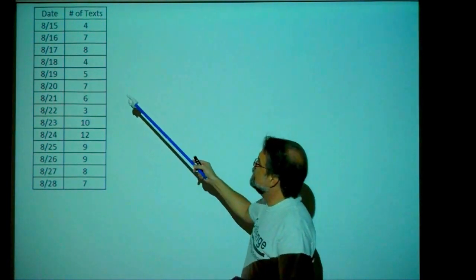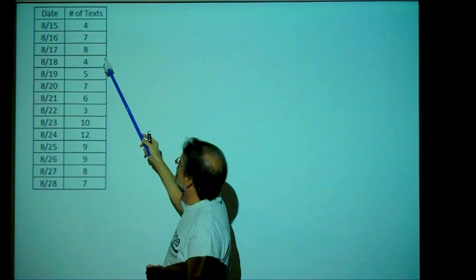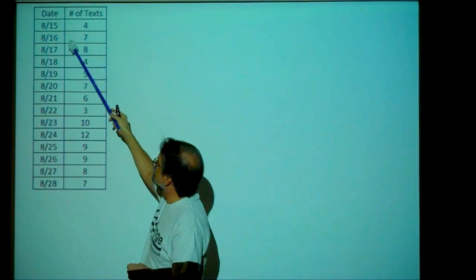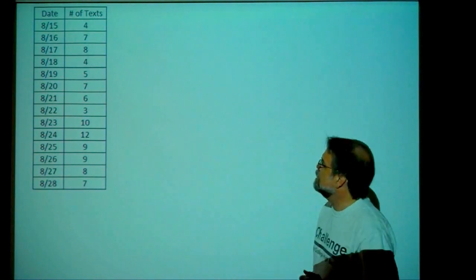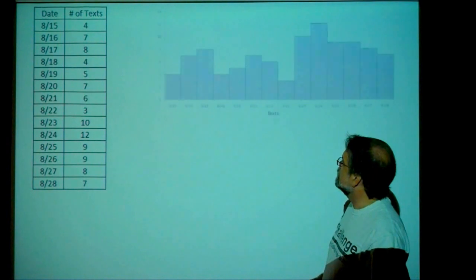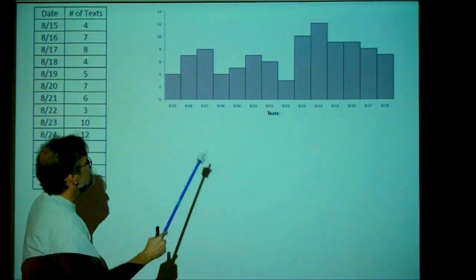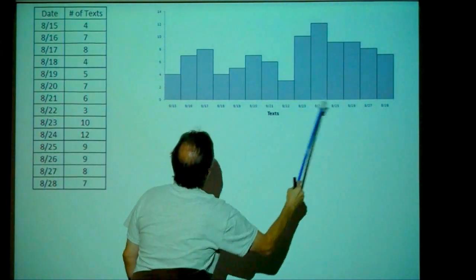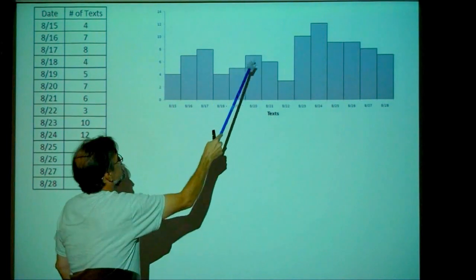So apparently on August 15th, the fictitious me sent four texts, on August 16th I sent seven, on August 17th I sent eight, et cetera. And I asked somebody, would you please make me a histogram of this data? And this is the histogram that was made. As we look at this, here are the different dates going across here, and here is our y-axis showing the number of texts.